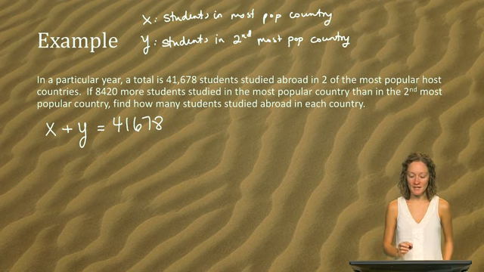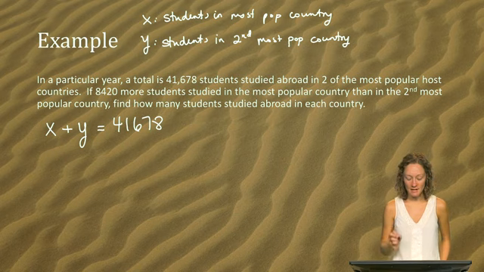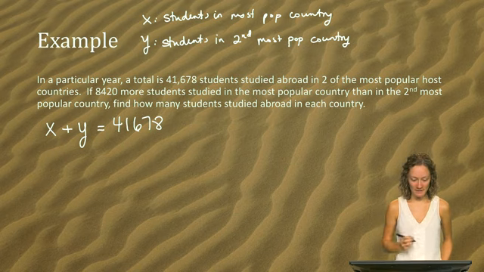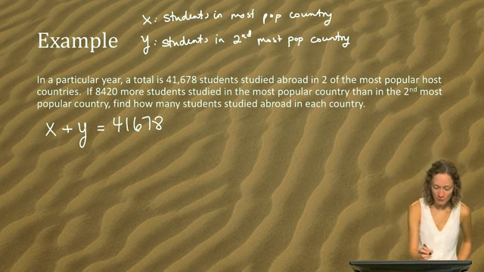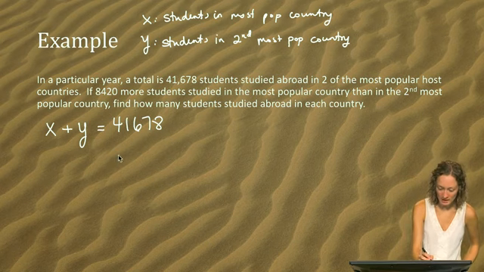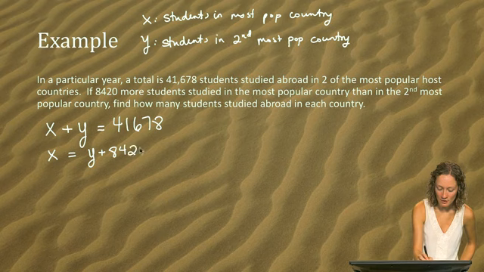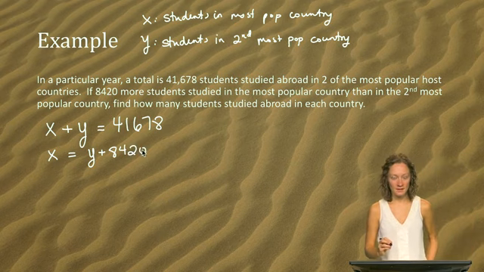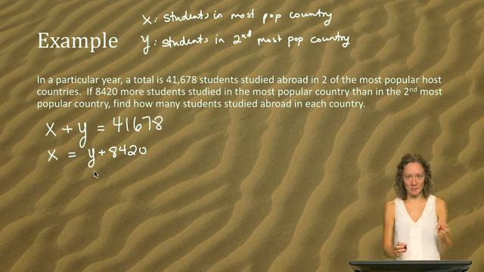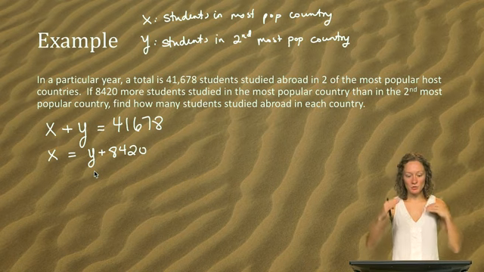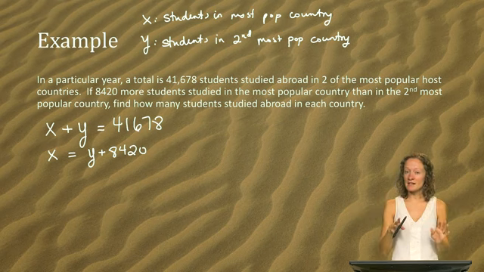8,420 more students studied in the most popular country than in the second most popular country. How do we translate that? There were 8,420 more students in the most popular country. So the most popular country consisted of students in the second most plus 8,420. Now, if you set it up with the variables the opposite way, when you got down to the end, you would just see that your numbers were opposite, which is okay as long as you identify that for yourself.